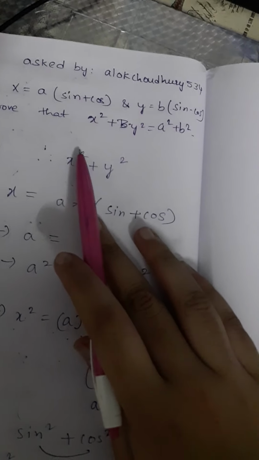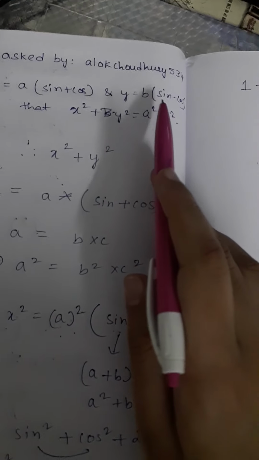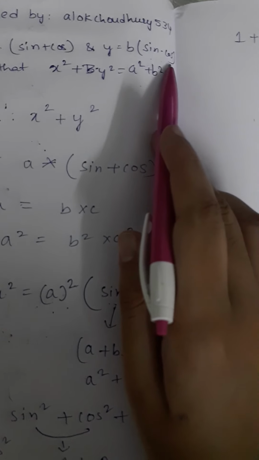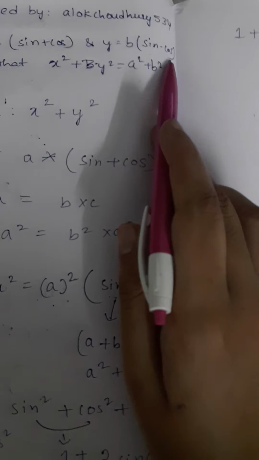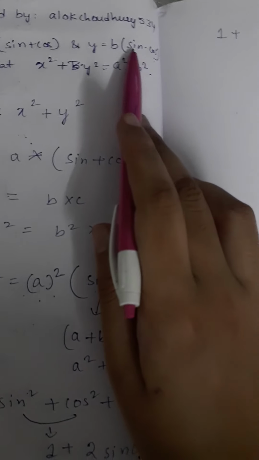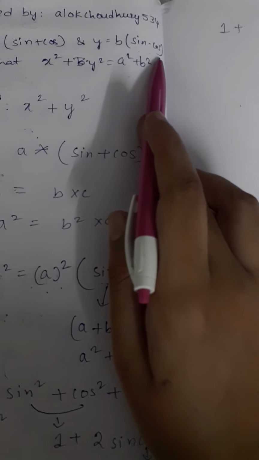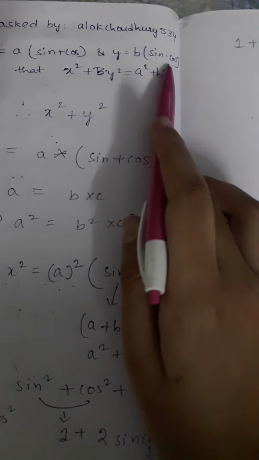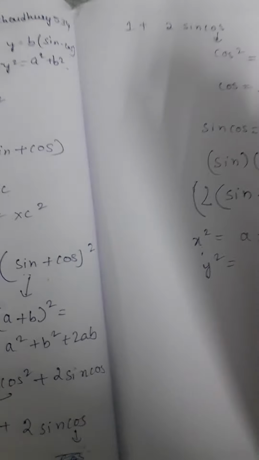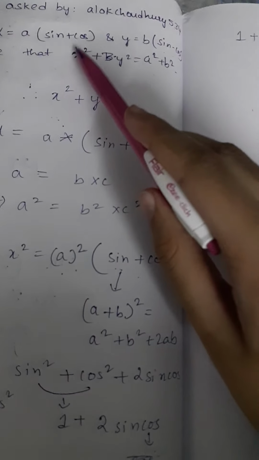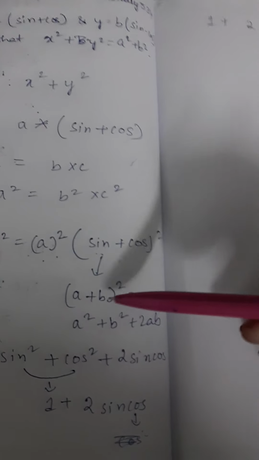Now what you need to understand here carefully is that it is sin minus cos. Hope you understood that it is sin minus cos. So this is sin minus cos. So when we see this element, we have it as a minus b whole squared.